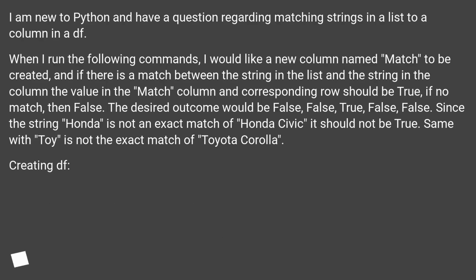I am new to Python and have a question regarding matching strings in a list to a column in a DF. When I run the following commands, I would like a new column named match to be created, and if there is a match between the string in the list and the string in the column, the value in the match column and corresponding row should be true. If no match, then false.